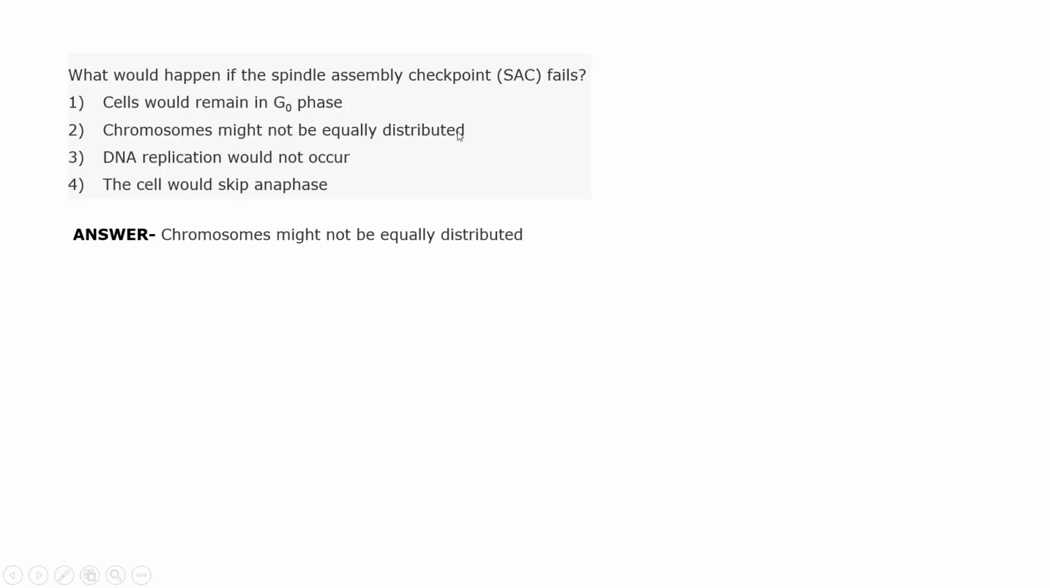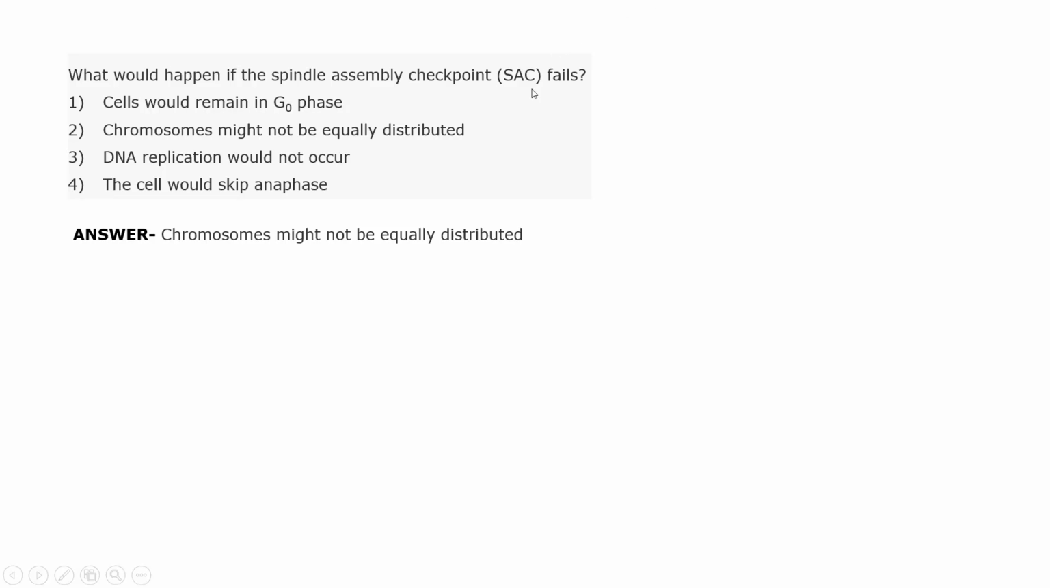Chromosomes might not be equally distributed. So basically that's the answer, because spindle assembly checkpoint is a checkpoint where it checks whether the microtubules are attached to the kinetochores that are present on the chromosomes, right? Only when the cell itself dictates that the microtubules are attached to the correct kinetochore does the metaphase to anaphase transition take place. This also leads to the formation of what is called the mitotic exit network.